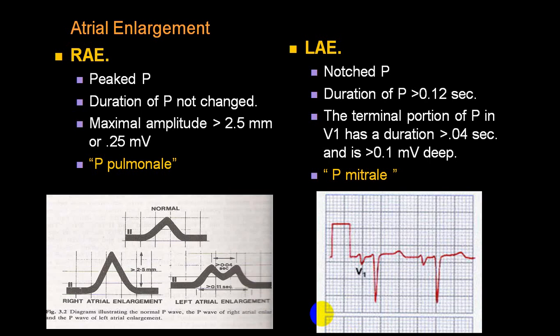So this is typical of P pulmonale. This is P mitrale. You can see here the second component is deeper. That is, the LA component is much deeper. So that is more in favor of left atrial enlargement. And this is short in duration, and it is tall, more than 2.5 small squares. So it is called P pulmonale.